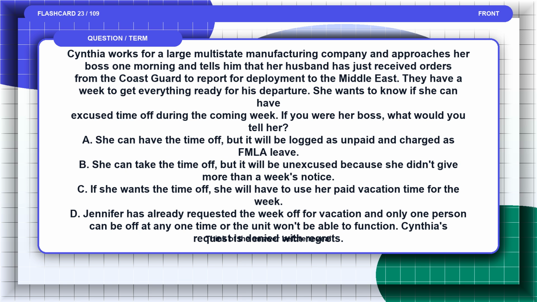She can have the time off, but it will be logged as unpaid and charged as FMLA leave. She can take the time off, but it will be unexcused because she didn't give more than a week's notice. If she wants the time off, she will have to use her paid vacation time for the week. Jennifer has already requested the week off for vacation, and only one person can be off at any one time, or the unit won't be able to function. Cynthia's request is denied with regrets. Pause and think of the answer before the reveal.